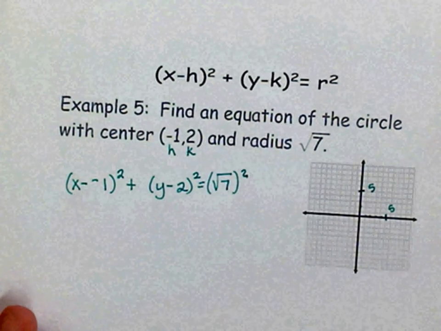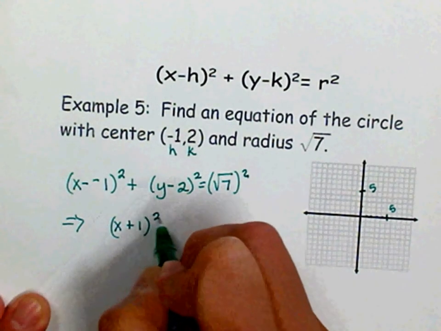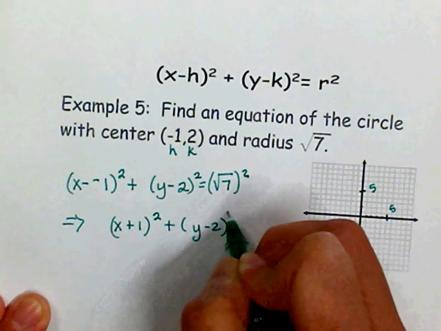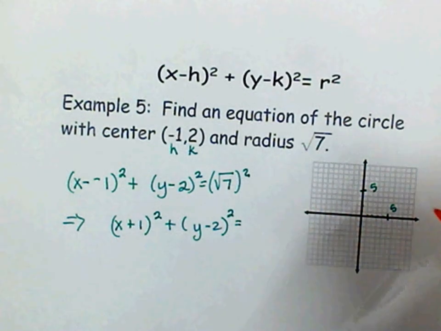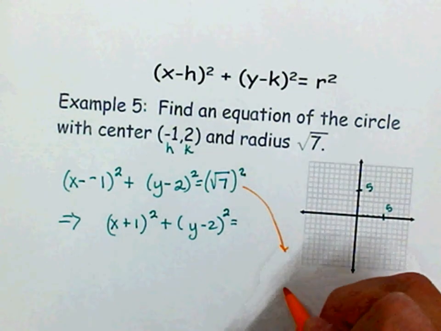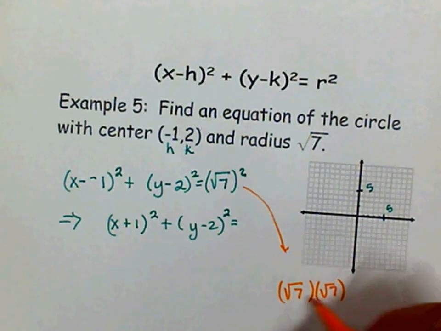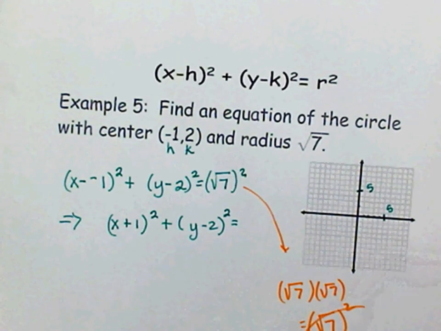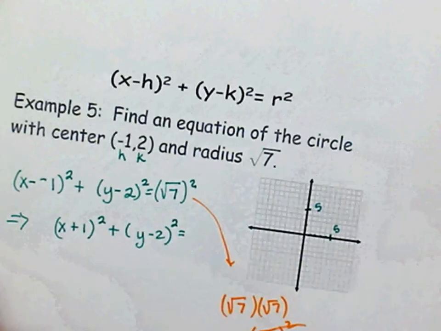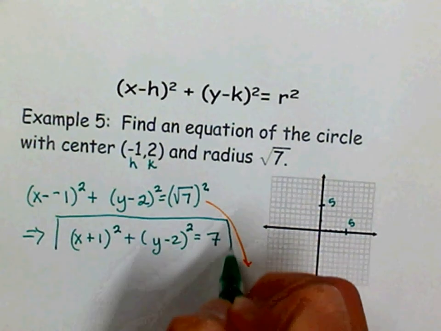X plus 1 squared plus y minus 2 squared equals. This right here, let me show you guys real quick. This is square root of 7 times the square root of 7. Anytime a square root is times itself, the radical goes away. That cancels out. See how that cancels out? So the answer here is just 7. When you square a square root, they're inverses of each other. You pretty much are canceling it out.